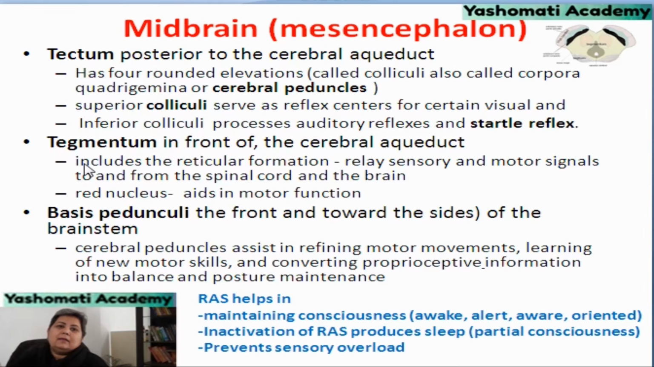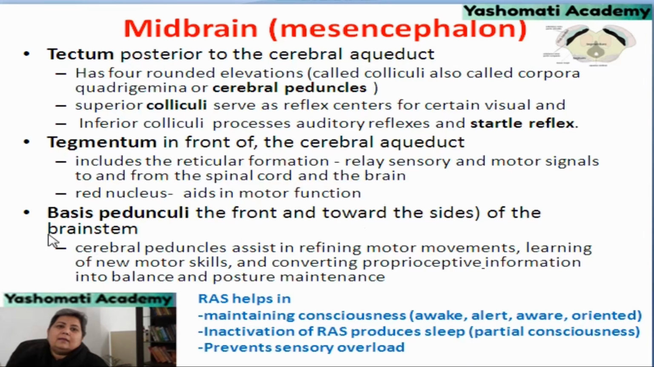Another important function of the tegmentum is that it has certain nerve cells which form the red nucleus, and their function is to aid in motor function. So, that means the tegmentum is controlling what information has to pass to the spinal cord or to the brain, and it is also controlling some motor functions.